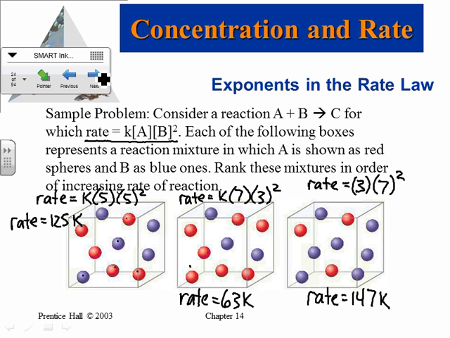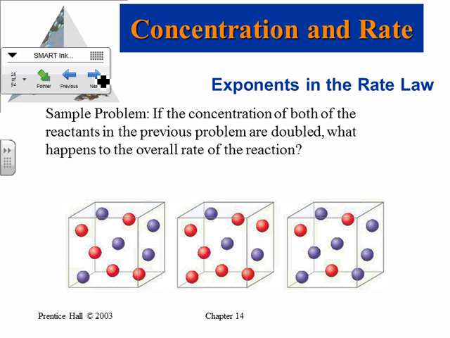So you can probably see how to rank these at this point. In order of increasing rate, it's a confusing way to say that. But the first one would be 63k, and then number 2, the second fastest, would be the 125k, and the fastest one would be the one with 147k.